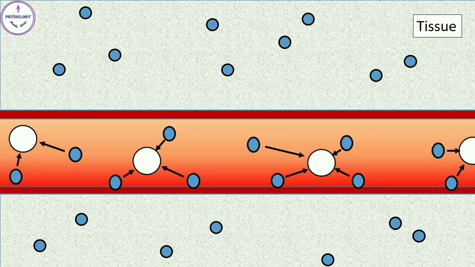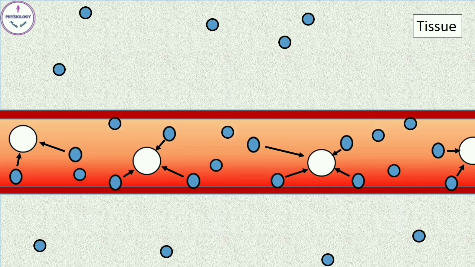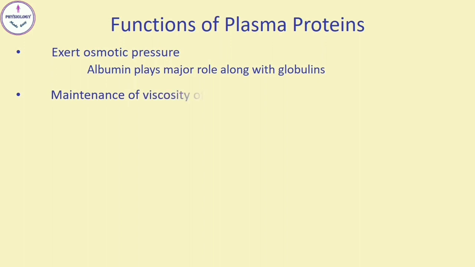Firstly, it holds water molecules inside the blood vessel and does not allow them to leak out of the vessel. And secondly, it draws the water molecules present in the tissue spaces inside the blood vessel. This prevents excessive leak of fluid from the blood into tissue spaces, and thus it prevents edema and also regulates blood volume. Next is the maintenance of viscosity of blood.